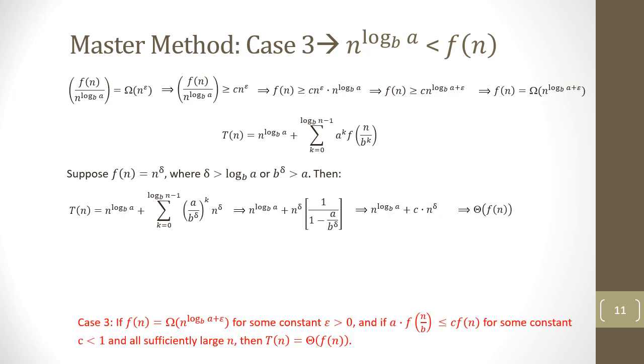So we have proved case 3: if f of n is big omega of n to the power of log base b of a plus some positive constant epsilon, and if a f of n by b is less than c f of n for some constant c less than 1 and all sufficiently large n, then T of n is big theta of f of n.